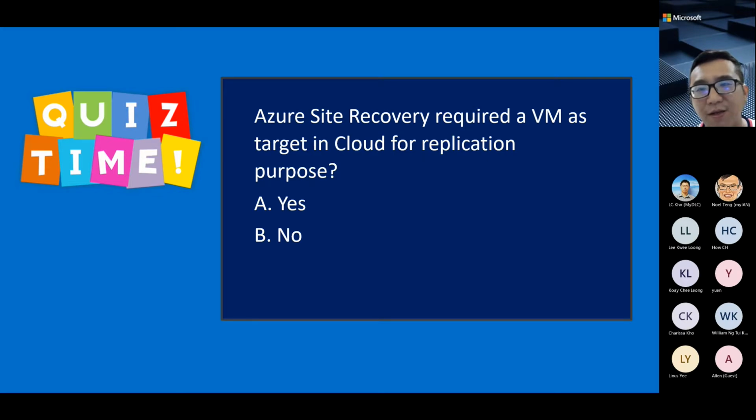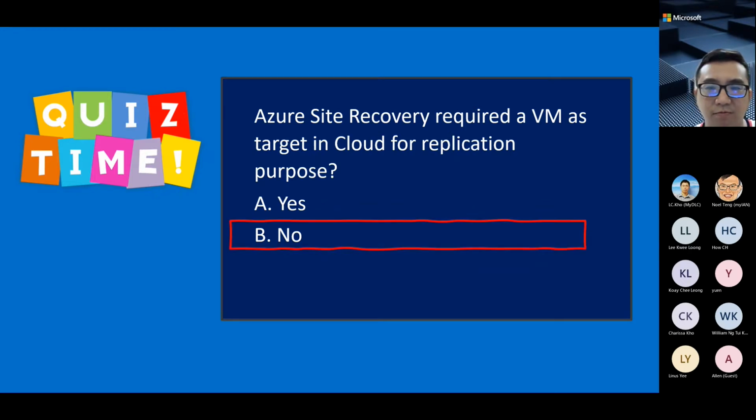Azure Site Recovery, does it require a VM as a target in the cloud for replication purpose? Answer is no. At the initial time, it doesn't require any VM for the replication purpose. Unlike on-premise Hyper-V, when the time you want to do the VM replication, you have a passive copy at the secondary site, right?